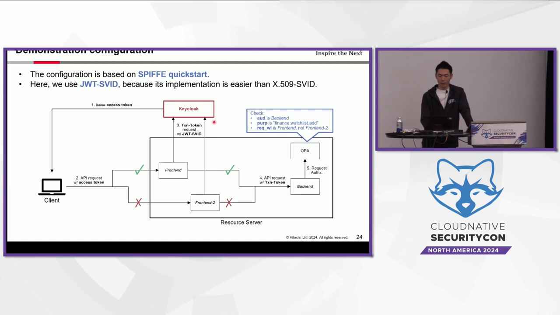The overall flow in this demo is as follows. First, issue an access token with Keycloak, then perform an API request with the access token to both front-end and front-end two. Then both services request a transaction token with JOT SPIFFE. Then both services perform API requests with the transaction token. Then OPA performs authorization and checks the audience is the backend, the purpose is finance.watchlist.add, and the requesting workload is front-end, not front-end two. After authorization, the API request to the front-end succeeds, but the API request to front-end two fails. So I will show you the actual demo environment.